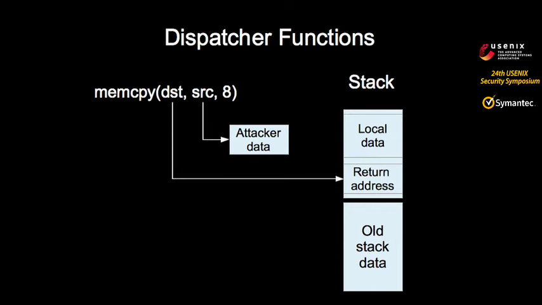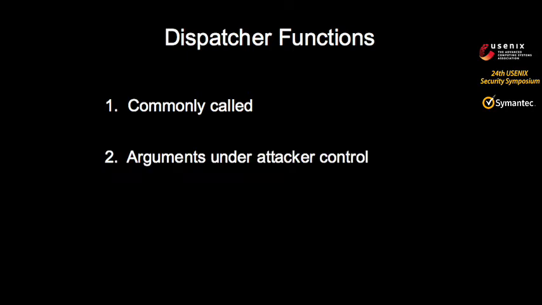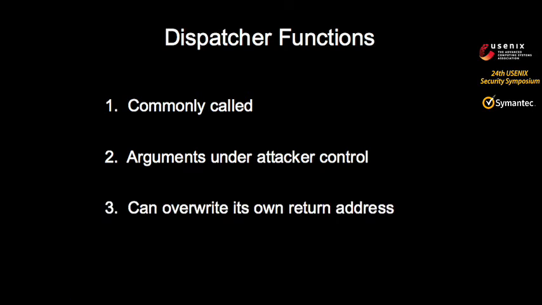So in general, what we call dispatcher functions are any function with 3 properties. The first of which is it has to be commonly called. The more commonly it's called, the easier it's going to be to find an edge from the exploit point to the dispatcher function, and then from the dispatcher function to the interesting system library function. Next, we need to control the arguments to this useful function. And finally, the most restrictive part, it needs to be able to overwrite its own return address.